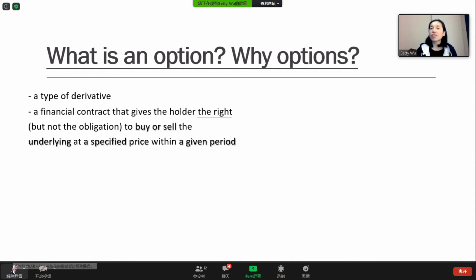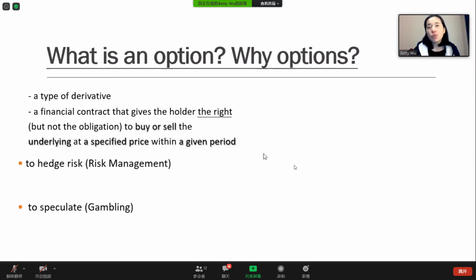Okay, very good. So risk management. You're trying to hedge or get some kind of insurance. That's very good. What is the other one? Anyone? It has something to do with your belief. You want to speculate. You have some kind of belief that the price will go up. To take advantage of that, maybe you can hold a call option. That's what we call a little bit of gambling.